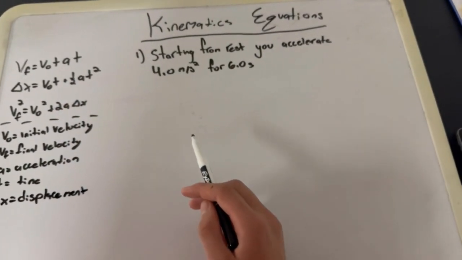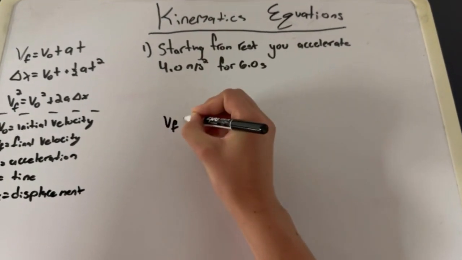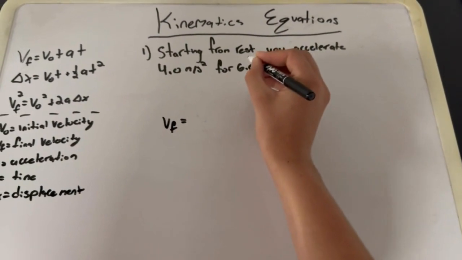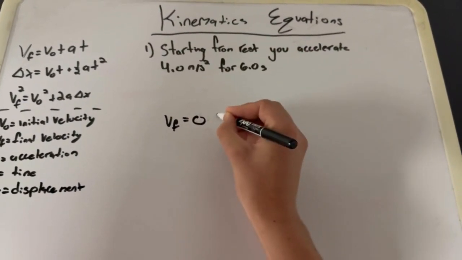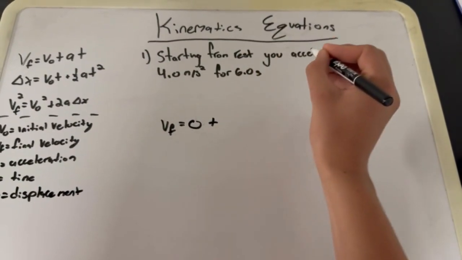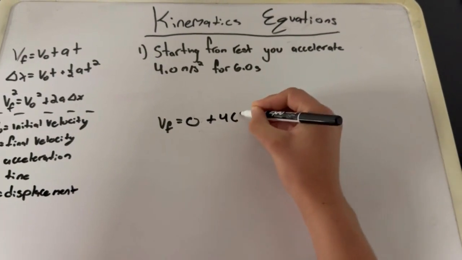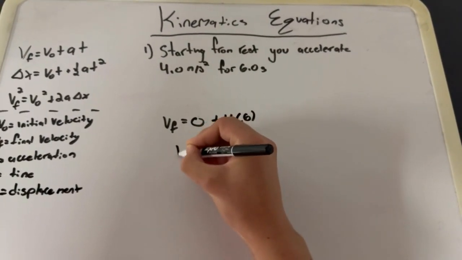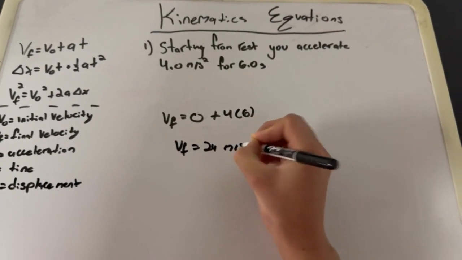This equation here can be used to solve this problem. To find the final velocity, you show that from rest is the initial velocity, so that means that it is 0, plus 4 meters per second squared for the acceleration, times 6 seconds for time. Using that, you can find that the final velocity equals 24 meters per second.